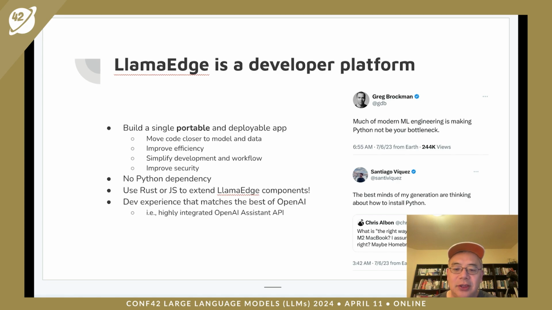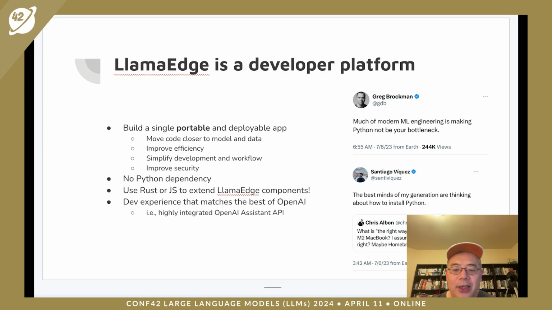But while this provides flexibility and allows developers to experiment with different parts of the stack, it is also making it really difficult to deploy those applications because they have too many dependencies. They are huge because of the Python dependency, and they are often very slow. So llamaedge is a Rust-based SDK, essentially. It allows you to build a single portable and deployable app.